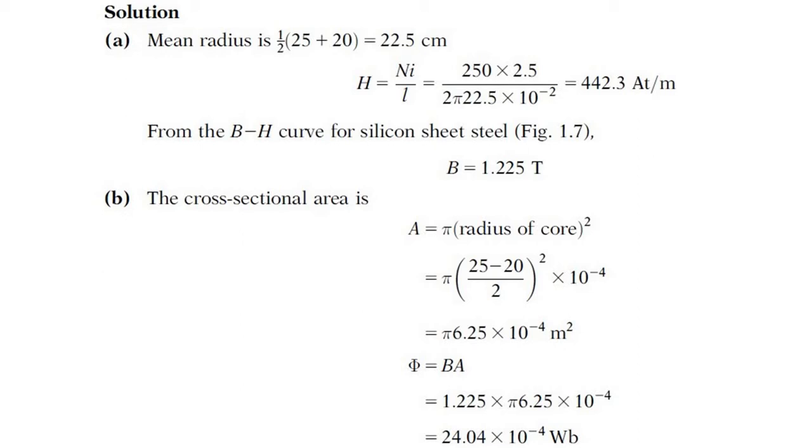Here phi is equal to B into A, that means flux density B is equal to phi divided by A, so phi is equal to B into A, flux density into area. The flux density is 1.225 into the area 6.25 into 10 to the power of minus 4. The resultant value of the flux is 25.04 into 10 to the power of minus 4 Weber.